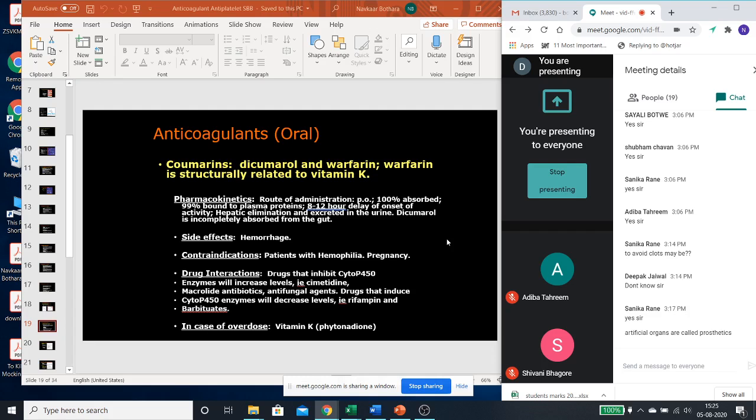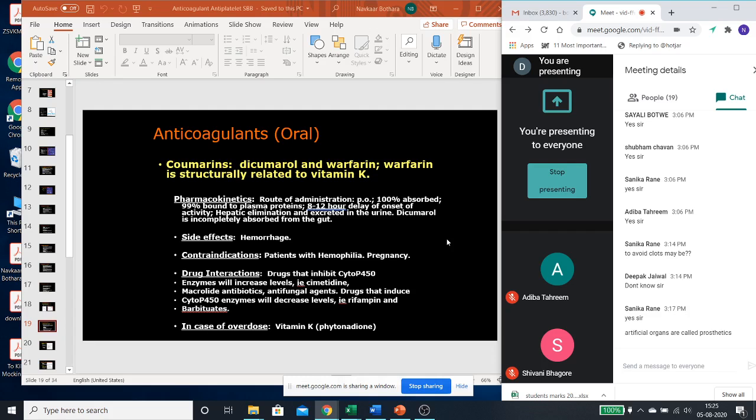The second one is drugs which cause induction of cytochrome P450. Because of that, there will be a decrease in the levels. Examples are rifampin and barbiturates. Because of the decrease in the level, you need frequent doses, otherwise the anticoagulation will not be attained properly, or there can still be some coagulation. So treatment will not be successful.